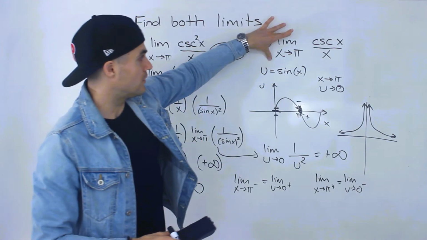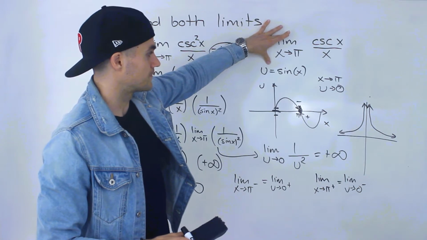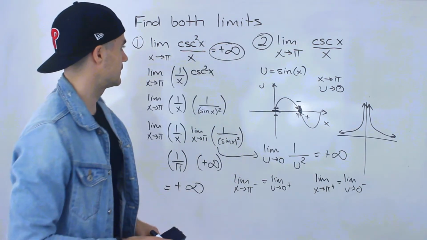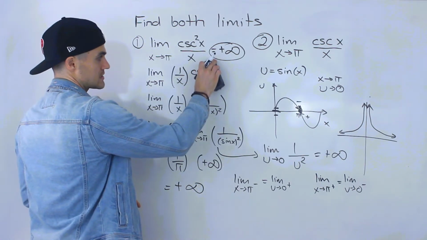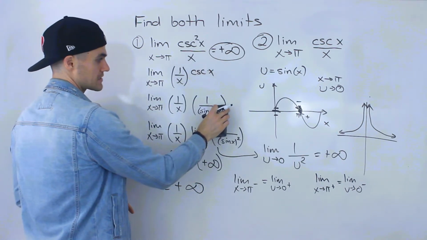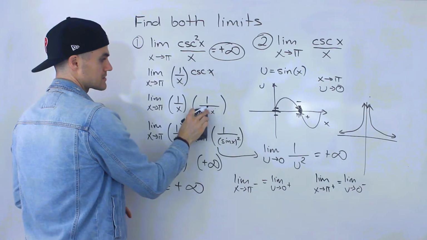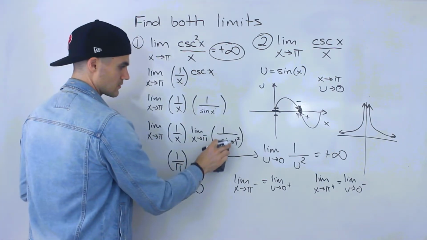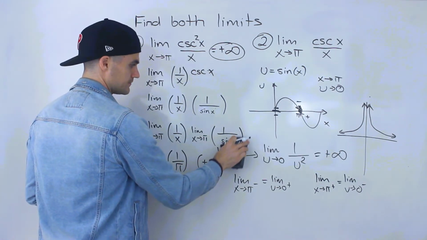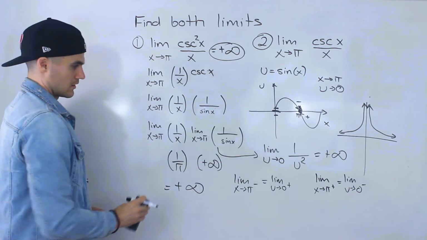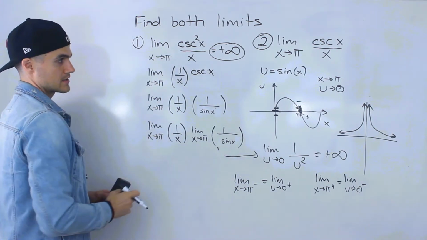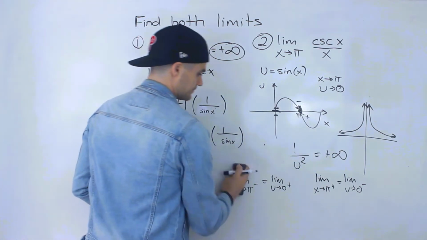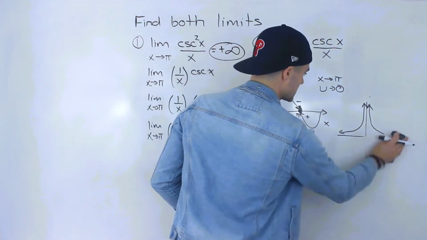Now, what about this limit over here? Well, the steps are pretty much going to be the same, except this is going to be just cosecant x, so it's going to be 1 over sine x, right? Everything else is going to be the same. So I'm going to make that same substitution.